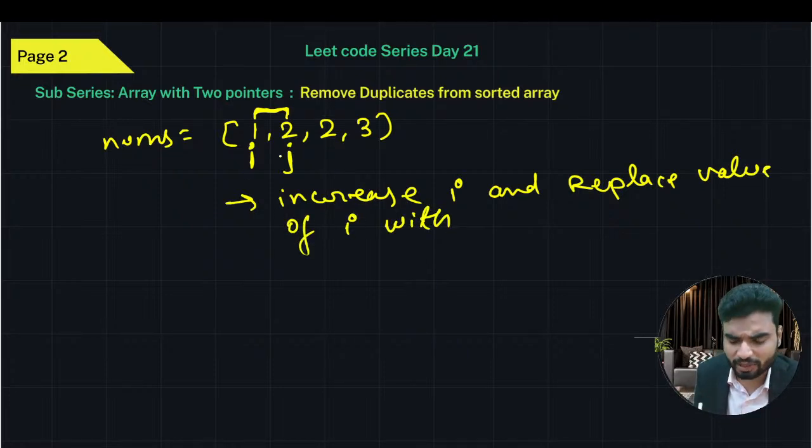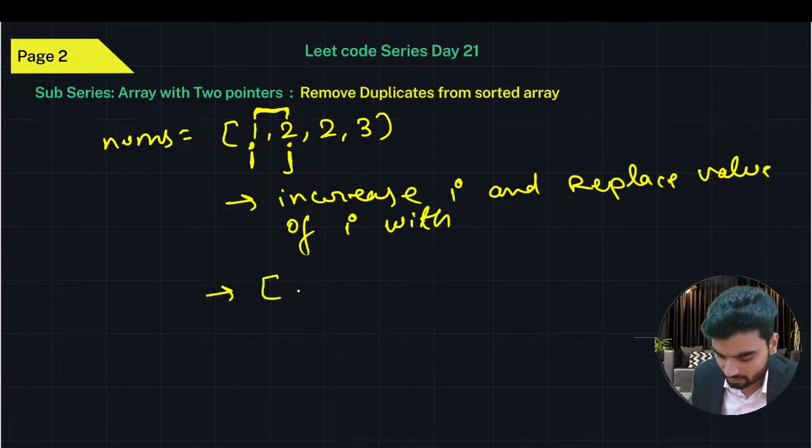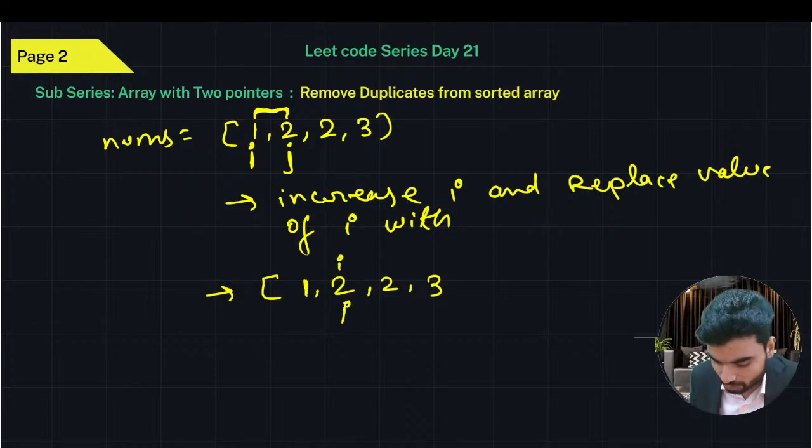Anyhow, in this case they are same. So which means when you increase I, I will come at the point of j, and you will replace the value of j with I, which means this will remain same. For this time, this will remain same because you have replaced 2 with 2, which is same. Nothing has changed, right? But what will happen now? I is pointing to this and j is pointing to this.